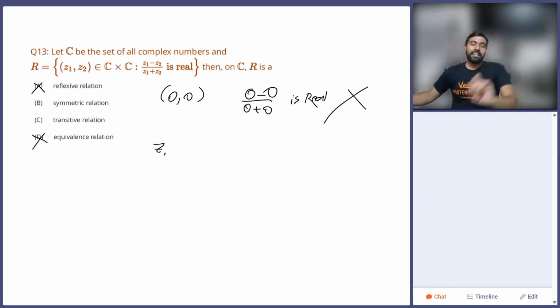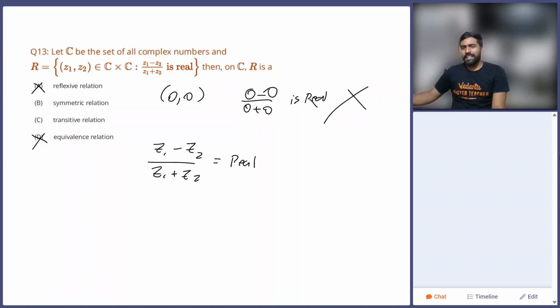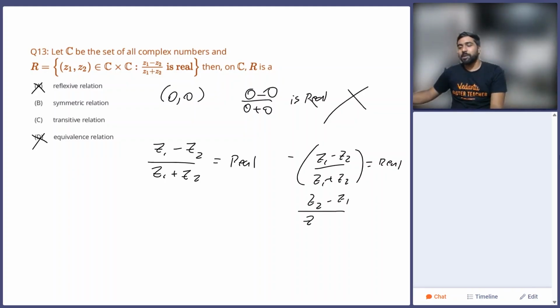And to check symmetry, what will we do? I'll say that (Z1, Z2) belongs to this set. So (Z1 minus Z2) divided by (Z1 plus Z2) is a real number. Can I say if I put a minus sign on top of this, any real number will have a negative of itself, which will also be a real number? And this is nothing but (Z2 minus Z1) upon (Z2 plus Z1), also real, which means if (Z1, Z2) is part of the relation, (Z2, Z1) will also be part of the relation. Hence, it is a symmetric relation. I can say option B will be the answer for this question. Plain and simple, a very interesting question over here.